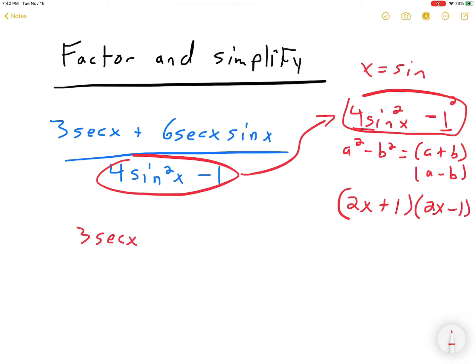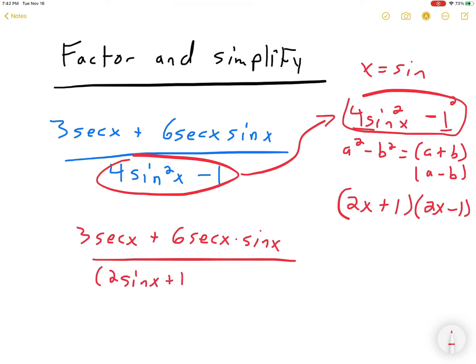And so we rewrite this function here as 3 secant x plus 6 secant x times sine x. And instead of writing 2x plus 1, we're going to write 2 sine x plus 1 multiplied by 2 sine x minus 1. And at least the denominator is factored.